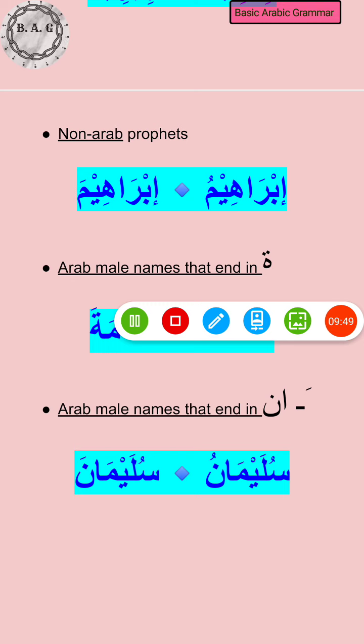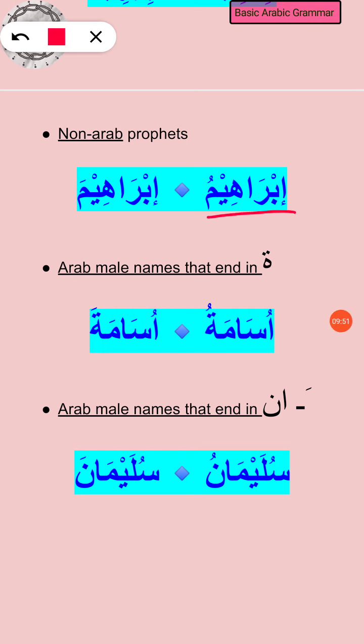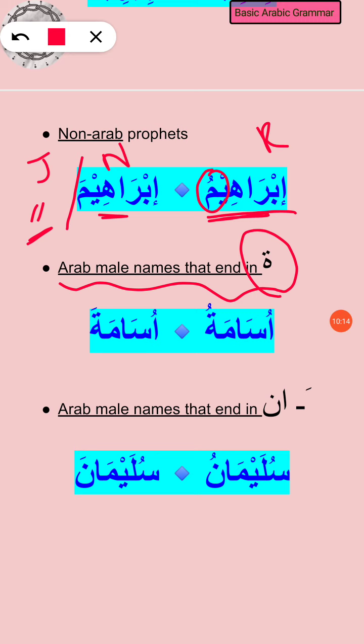For example, Ibrahimu. So this is your Rafa form, okay, and Ibrahima. Alright, so this would be nasab, and then jar form would be Ibrahima as well. So Ibrahimu, Ibrahima, Ibrahima. Alright. Next, Arab male names that end in round ta.